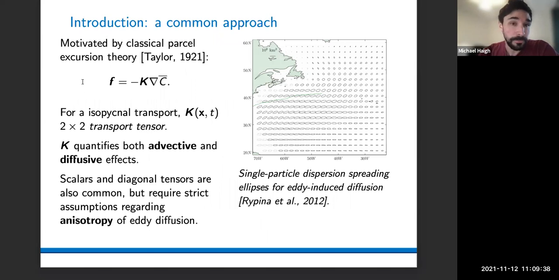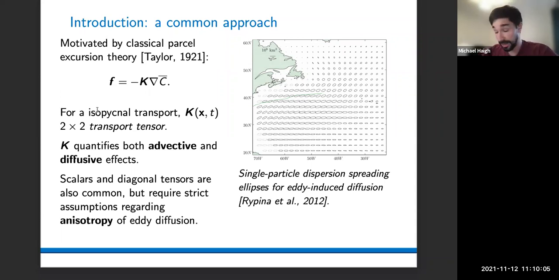Currently, it's very common for oceanographers to approach this problem by parameterizing the eddy tracer flux by invoking something called the flux gradient relation. So that's this equation here. What this does is relate the eddy tracer flux F to the large scale tracer gradient by some transport tensor K.